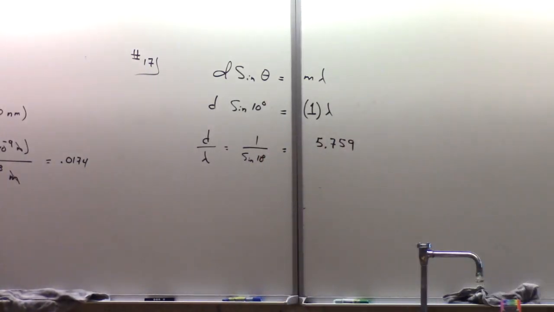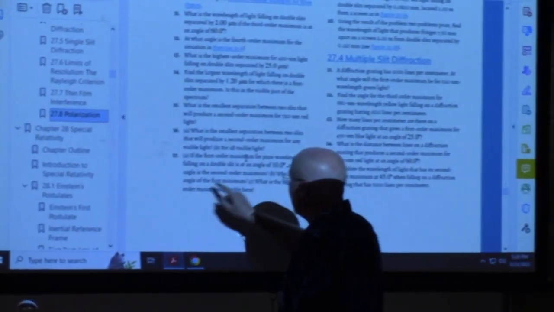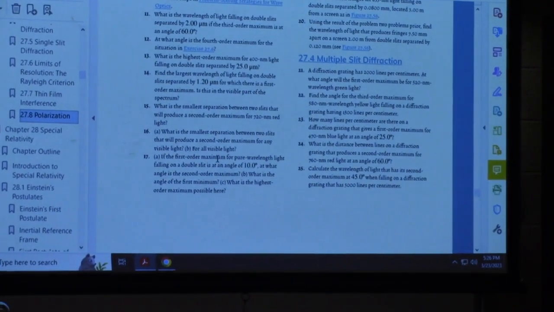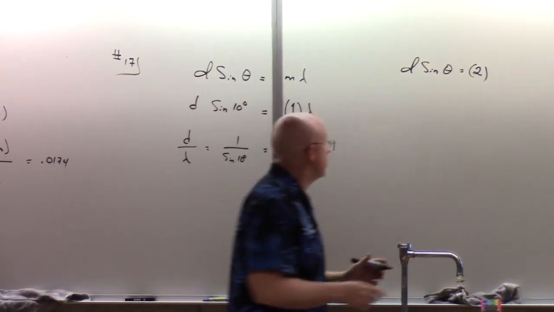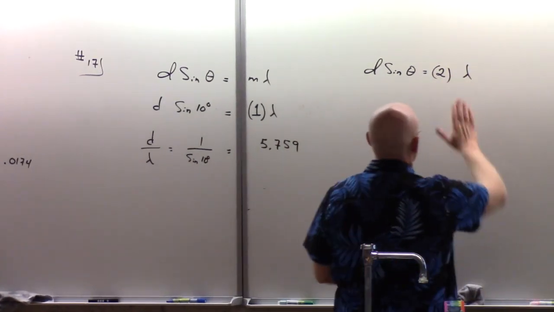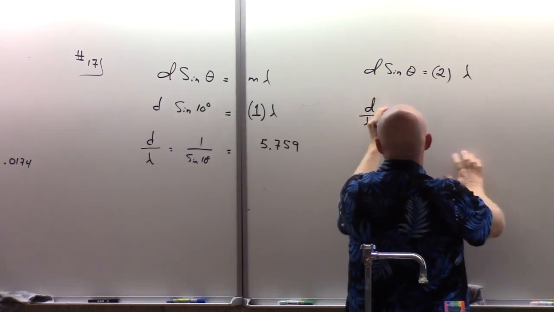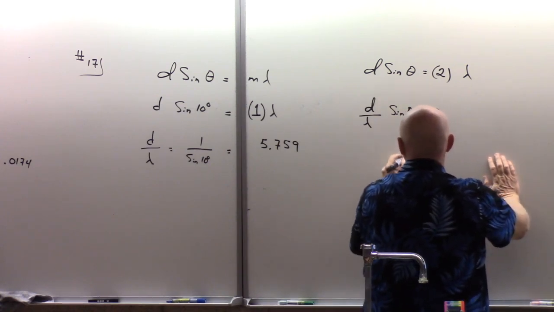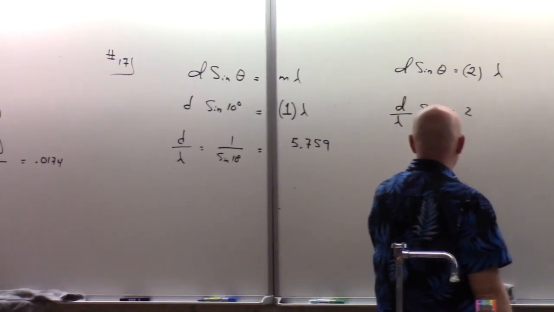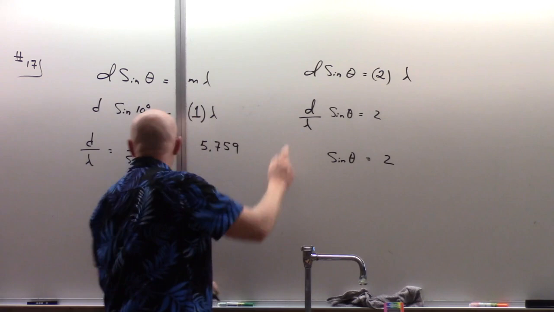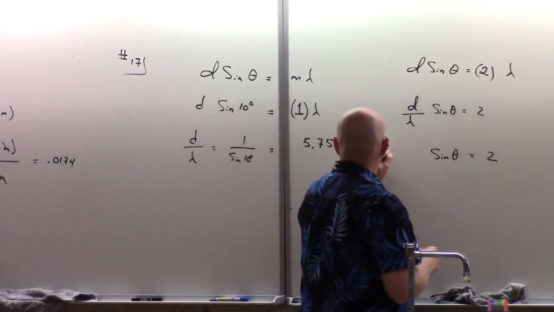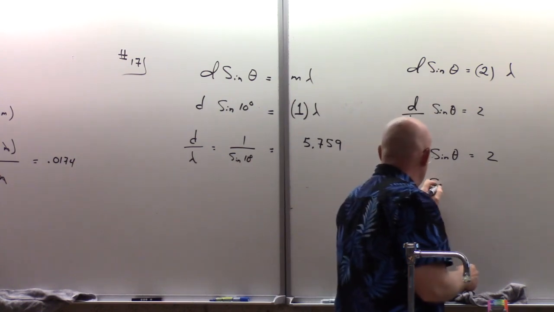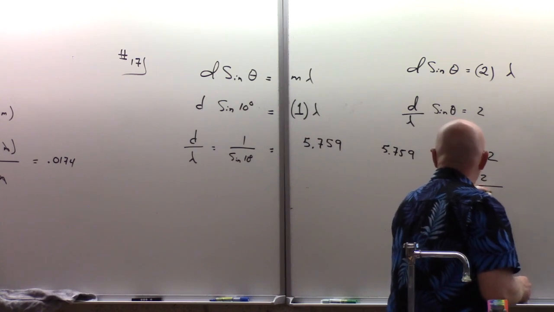And the reason that's helpful is because, watch here, when they say, at what angle is the second order? I would do this. I would say d sine theta equals, and now I'm going to use the same formula, but I'm looking at the second bright spot, the second order, so m equals 2 lambda. And if I bring the lambda over here, I get d over lambda sine theta equals 2. And again, I have to emphasize, I don't know these individually, but I know them collectively, right? This is what this whole calculation was, d over lambda. So this would be 5.759, which then means sine theta would be 2 divided by 5.759.